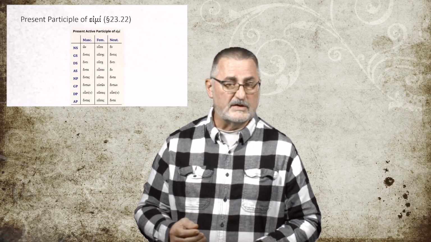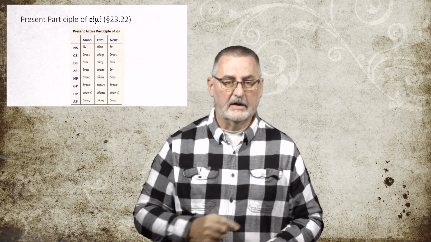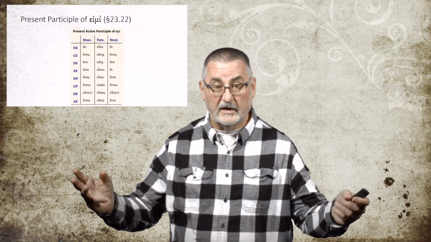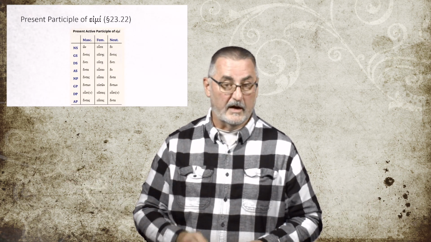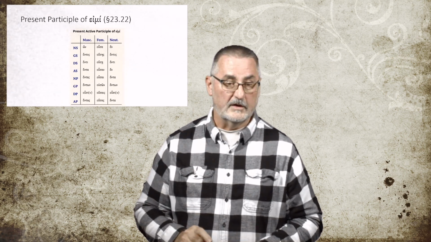The present participle of eimi, we got ōn, ousa, on; ontos, ousēs, ontos; onti. Notice that is also a 3-1-3 pattern, in that the neuter follows the masculine as a third declension pattern, and the feminine column is first declension. You have seen the ōn, the masculine, already in your dialogues. And so there's that chart. It is not that difficult if you know your endings for the different declensions.